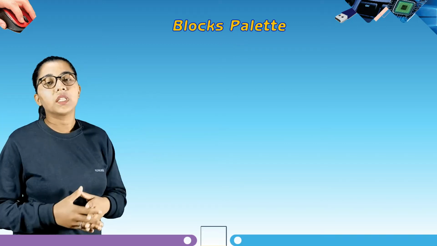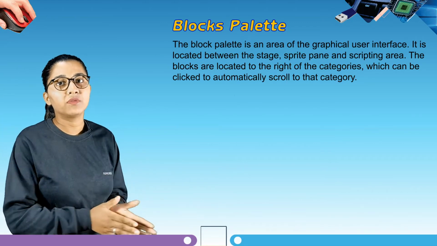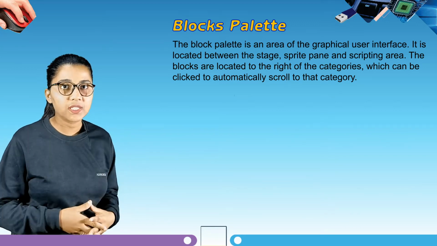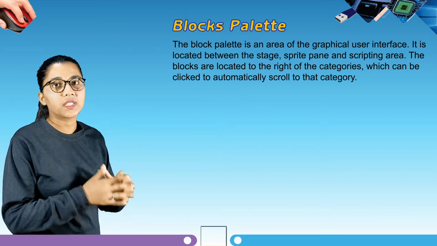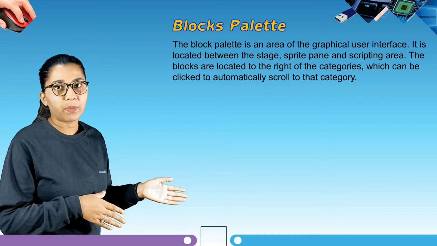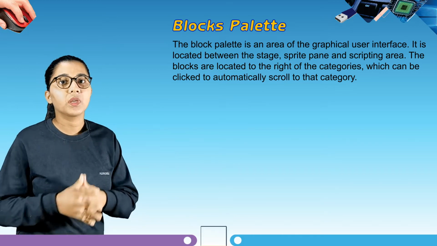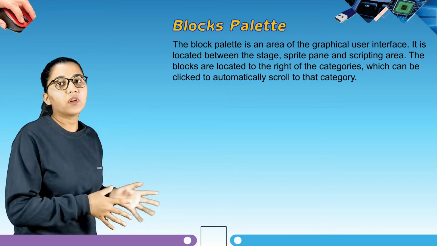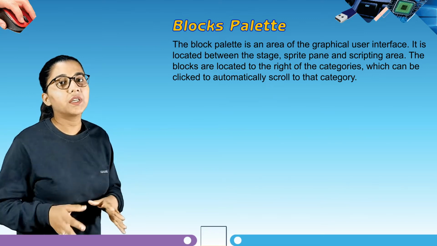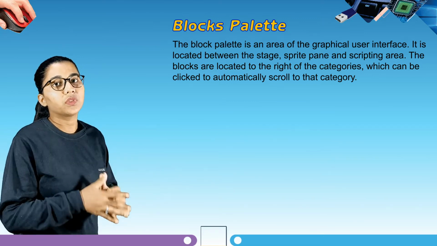Now students, next we have block palette. The block palette is an area of the graphical user interface. It is located between the stage, sprite pane and scripting area. The blocks are located to the right of the categories which can be clicked to automatically scroll to that category.